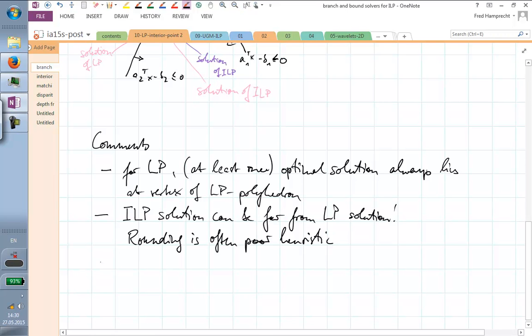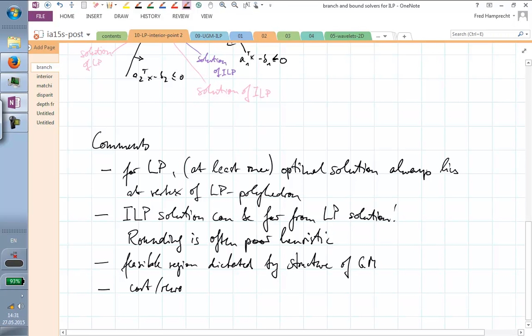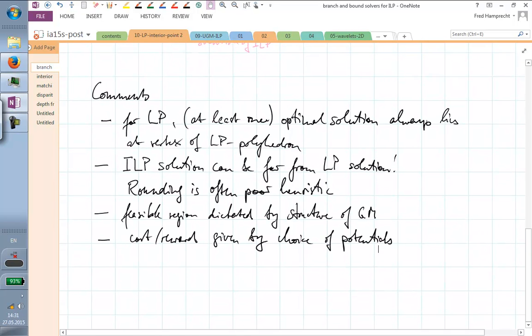And then again, in relation to the graphical model, the feasible region is dictated by the structure of the graphical model, but the cost or reward is given by the choice of potentials. And the data that we observe is also a part of these potentials.